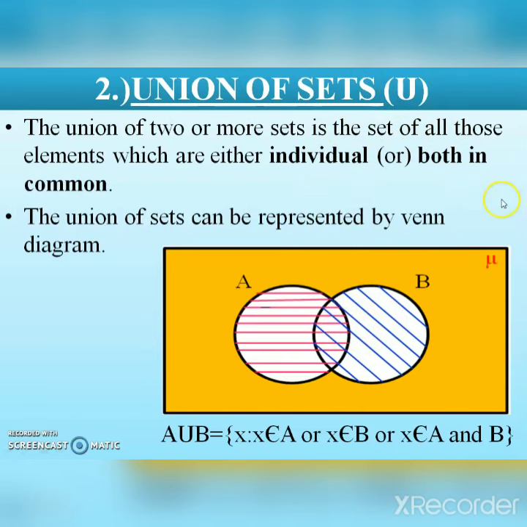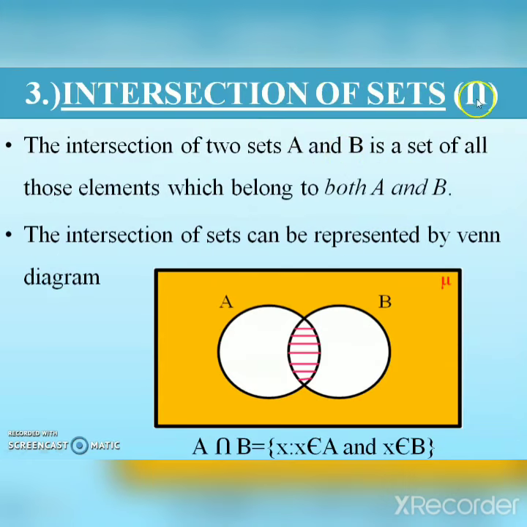Now the third one is the opposite of union of sets. That is, intersection of sets. We know what we mean by intersection? When two things are combining together, there is something common between two sections. That is called intersection.